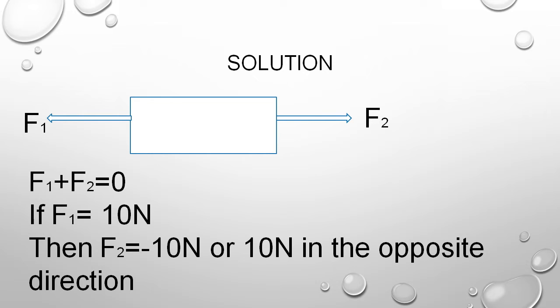What does this mean? Well, as you can see, vectors have directions. So negative 10 newtons just means that it will be in the opposite direction of F1, which is, instead of the left hand side, it will be applied to the right hand side.